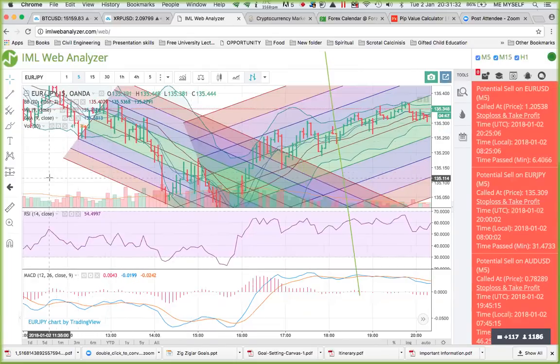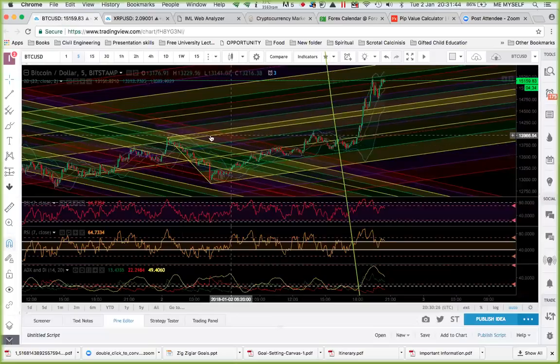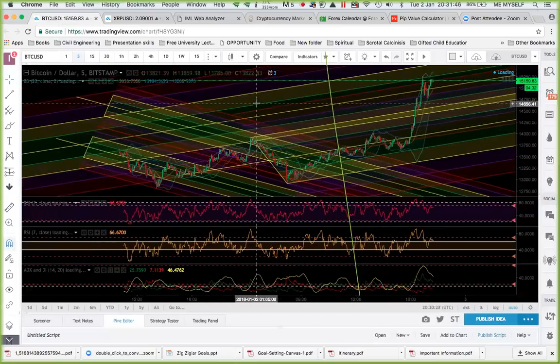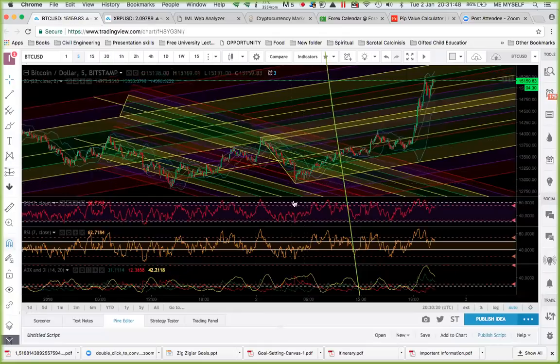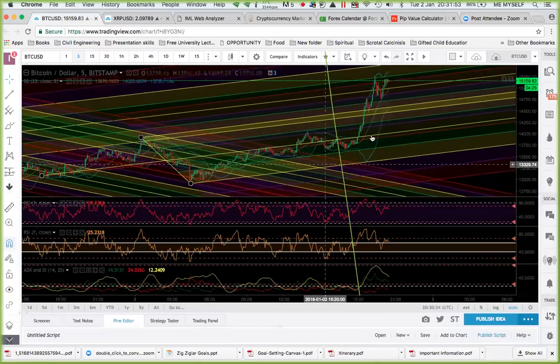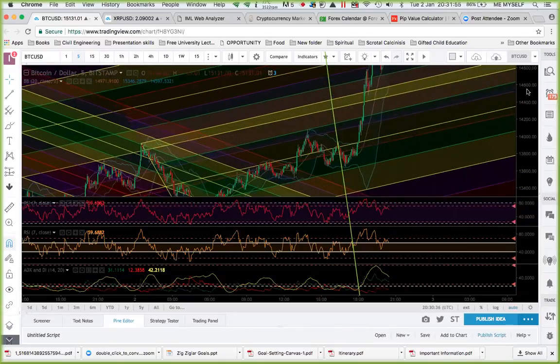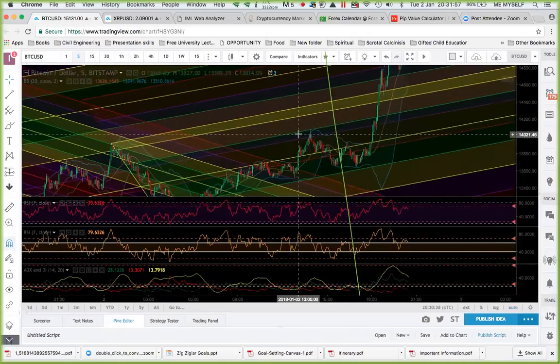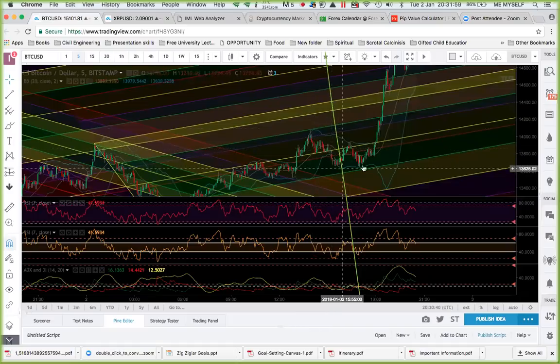Somebody's asking, does this work in cryptos as well? Yes. So let me show you this, because I have been trading cryptos. This is Bitcoin, and these are my Pitchforks here on Bitcoin. So you could see I had a Bitcoin hit right there. It is so good on cryptos, it's unbelievable. That's a perfect hit right there today. I took that sell today.